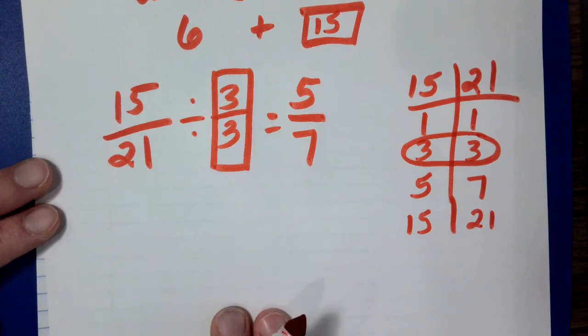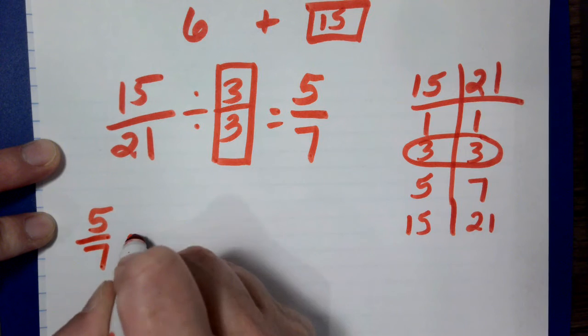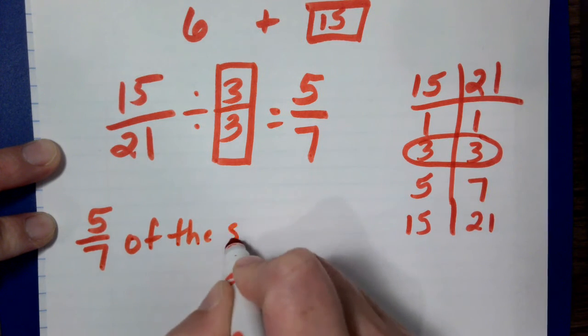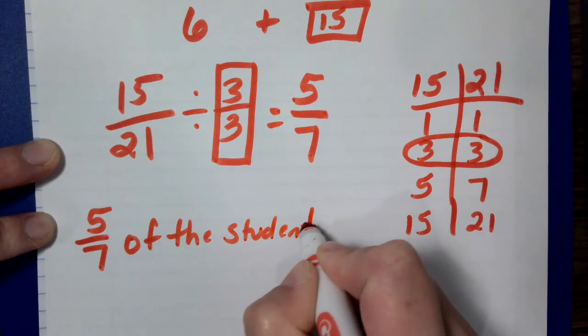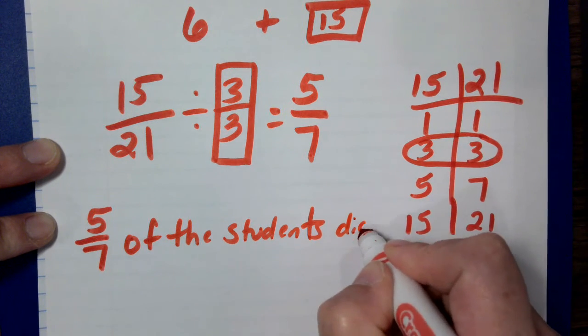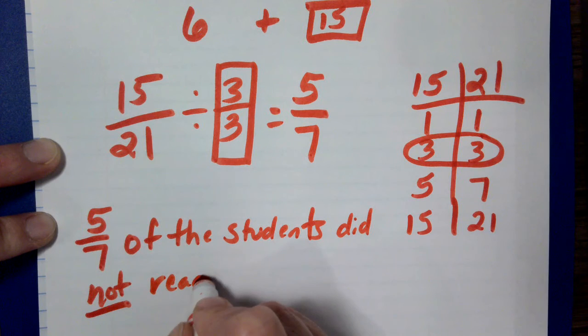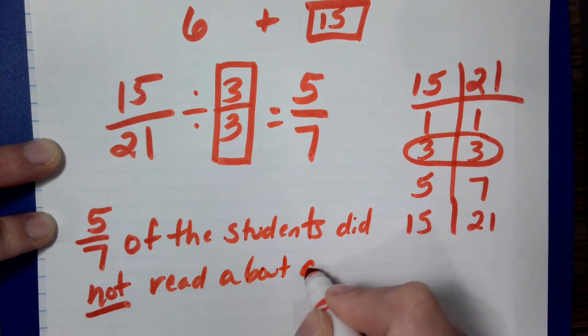So I'm going to go ahead and write the statement of the solution. 5/7 of the students did not, I'm going to underline that not, read about animals.